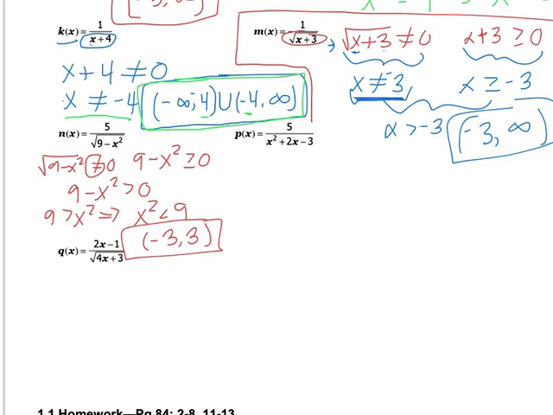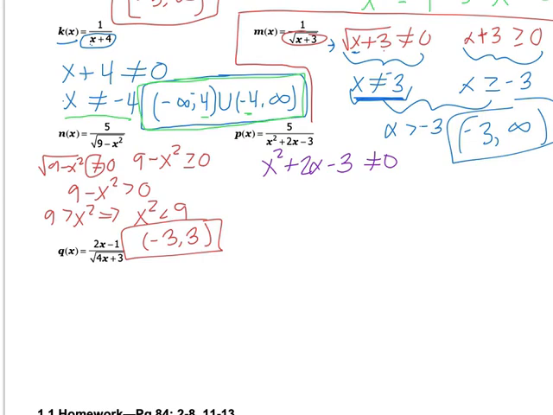Alright, now we have p of x. So in this case, we're looking at another rational function where our denominator can't be 0. So we don't have a square root in this, which is kind of refreshing. So our only limitation is that our whole denominator, x squared plus 2x minus 3, cannot equal 0. So we need to know for what values of x will that equal 0. So basically we are going to solve this quadratic.